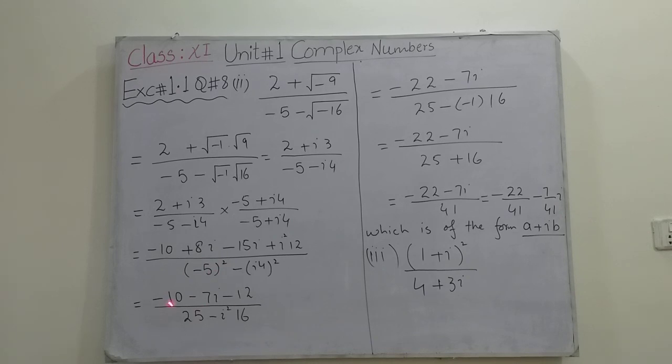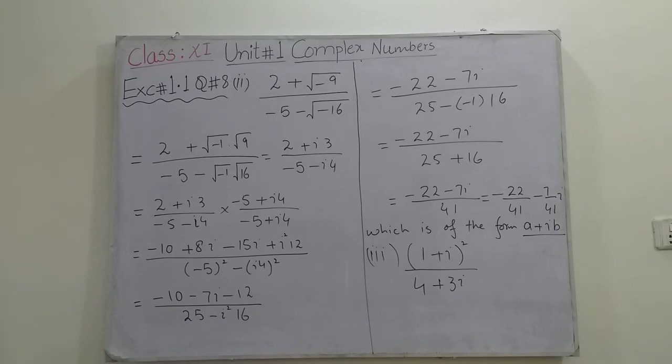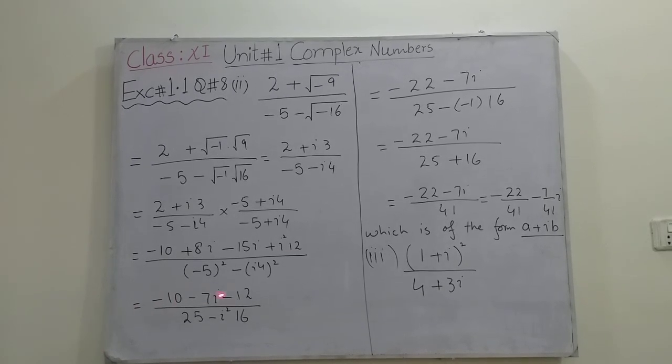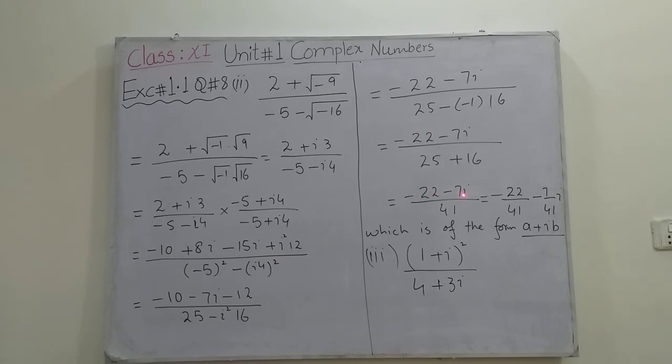So it will now become minus 10, 8 iota minus 15 iota minus 7 iota, iota square minus 1 minus 12, minus 5 whole square 25, iota square 4 square 16, which gives minus 10 minus 12 minus 22, minus 7 iota. For the denominator 25, iota square minus 1, so 25 plus 16. We have minus 22 minus 7 iota whole divided by 25 plus 16, 41.